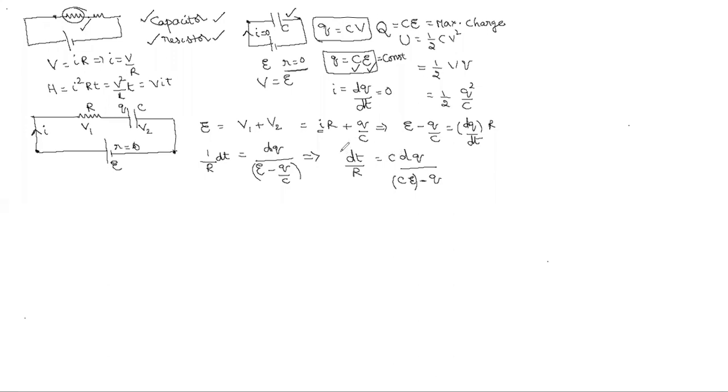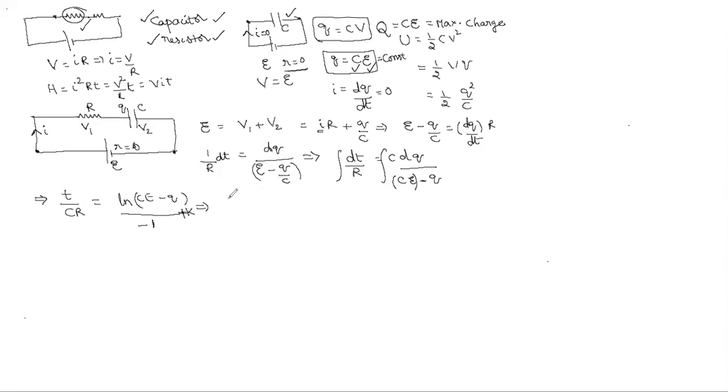Right. So here, can I take integration on both sides? I'm putting the C on the left hand side. Then after integration, can I write it as t by CR is equal to what is this integration, dq by CE minus q? Log mod of CE minus q, divided by minus 1. Very good, this is correct. So you are getting here, of course, plus some constant k, indefinite integration.